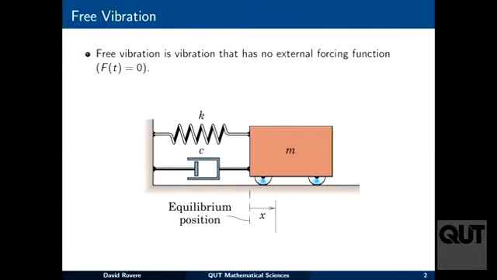Firstly, I'll reiterate the definition of free vibration. Free vibration is vibration that has no external forcing function. So essentially, we have some sort of initial condition for the vibration problem. For example, we stretch it, and then we release it. Once we've released it, there's no external force acting on the object. But it is moving, right? It has some sort of oscillatory motion.